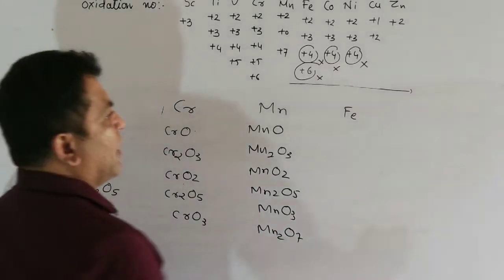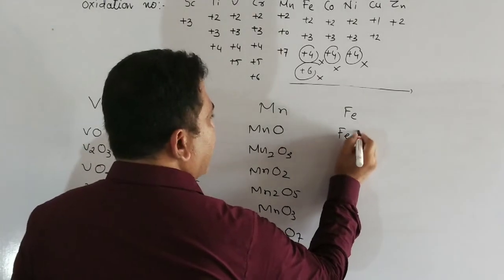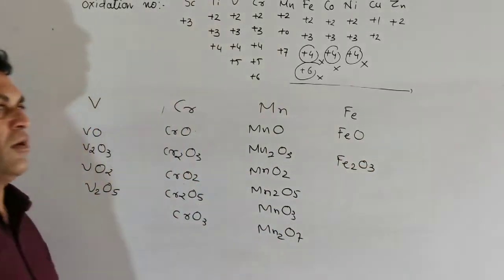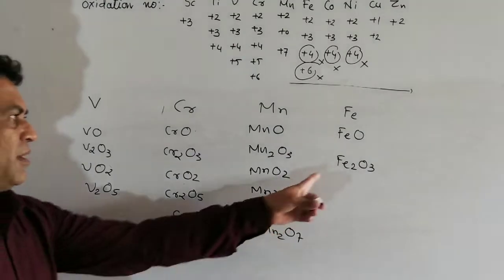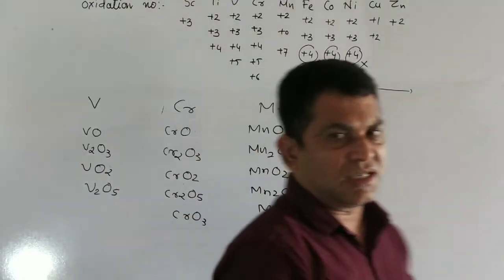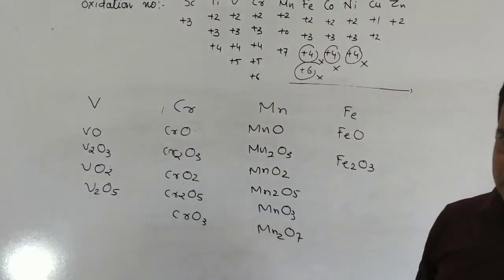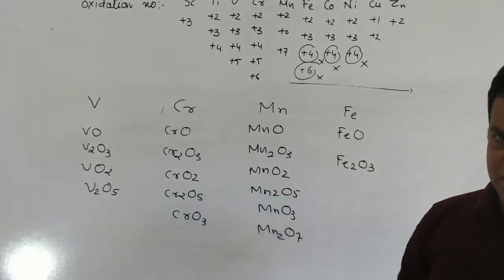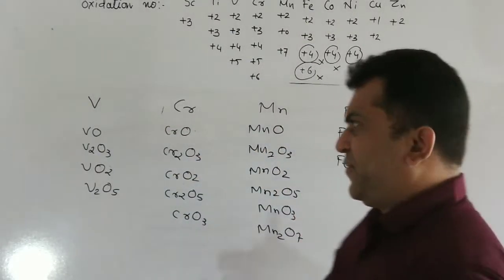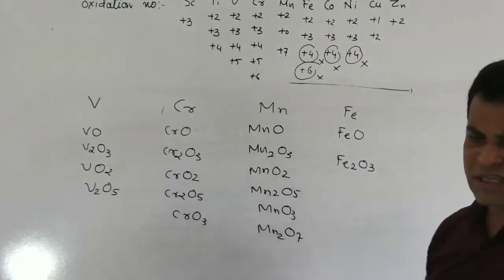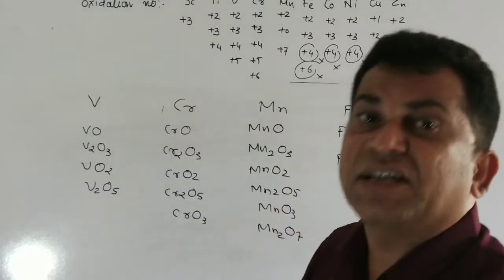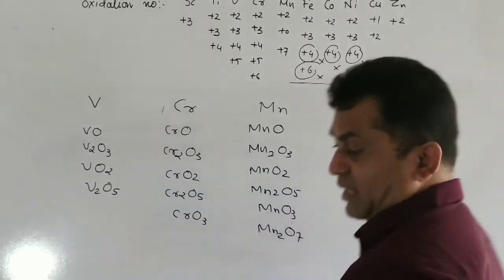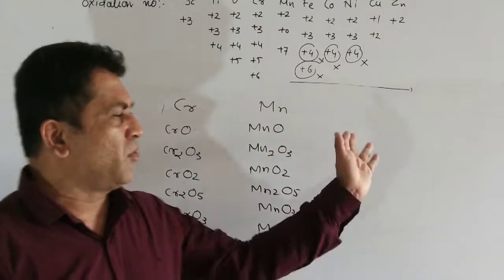Now Fe oxides are FeO and Fe2O3. Only two oxides are available in nature. So this is our talk about the oxides. Oxides of vanadium, chromium and manganese should be discussed, because Fe has only two oxides, and we have studied these very nicely in the previous 11th standard. So there is nothing important there.